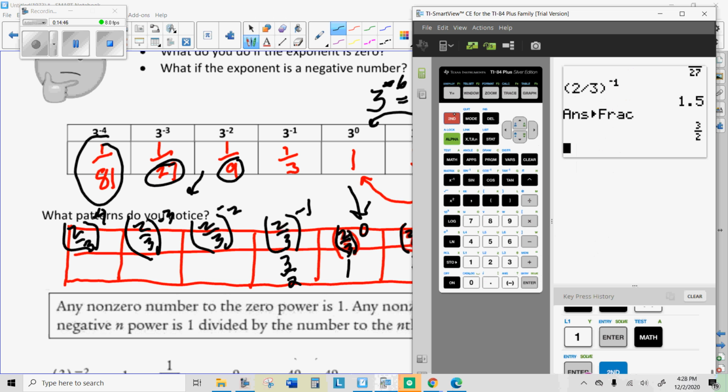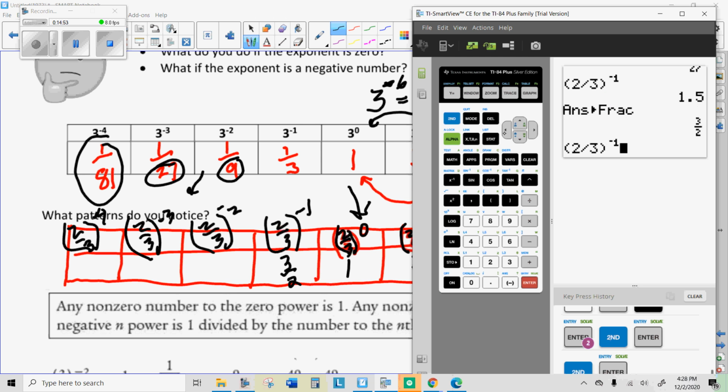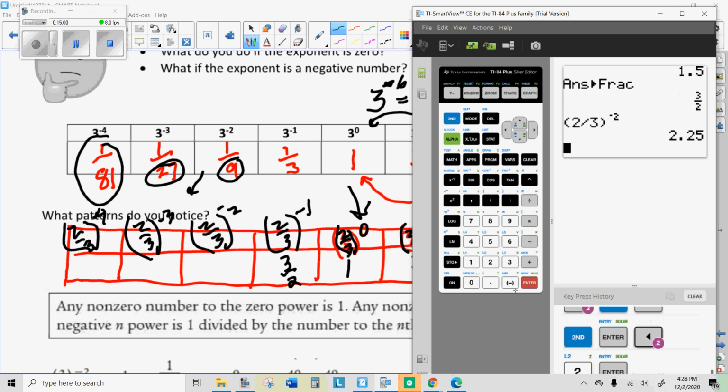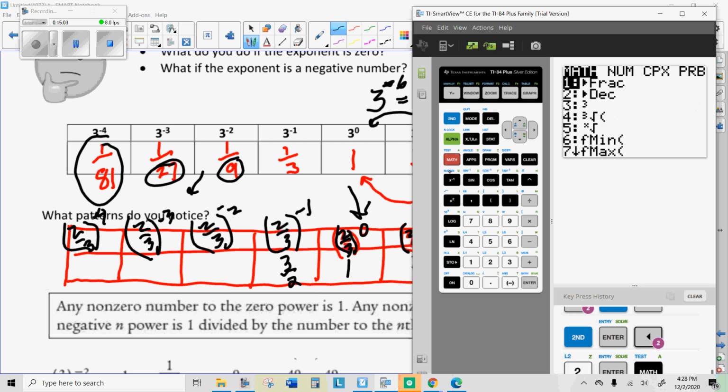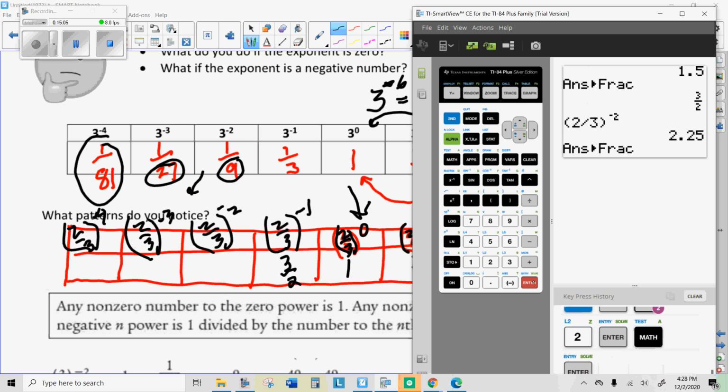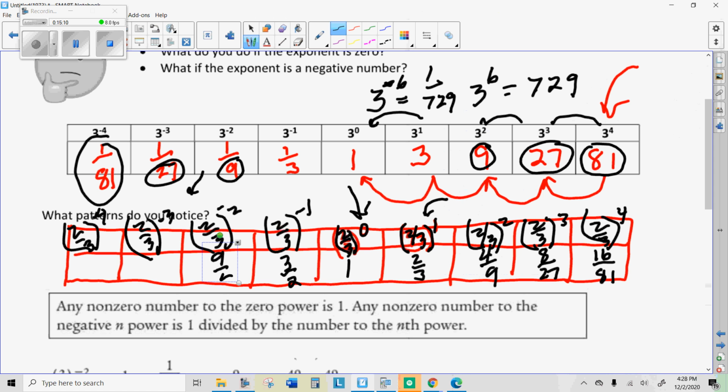If you do second enter, you get the last operation you did back again. So I did that twice. And I'm going to change this to negative second power now. And then change that to a fraction. And 9 over 4. Now check it out, you guys. This is 4 over 9. This is 9 over 4. So a positive second power is 4 over 9. A negative second power is 9 over 4.